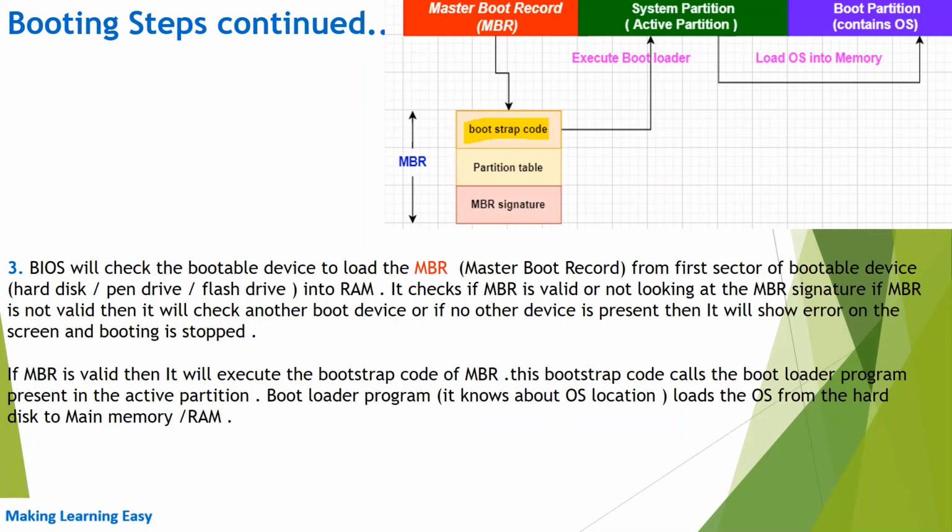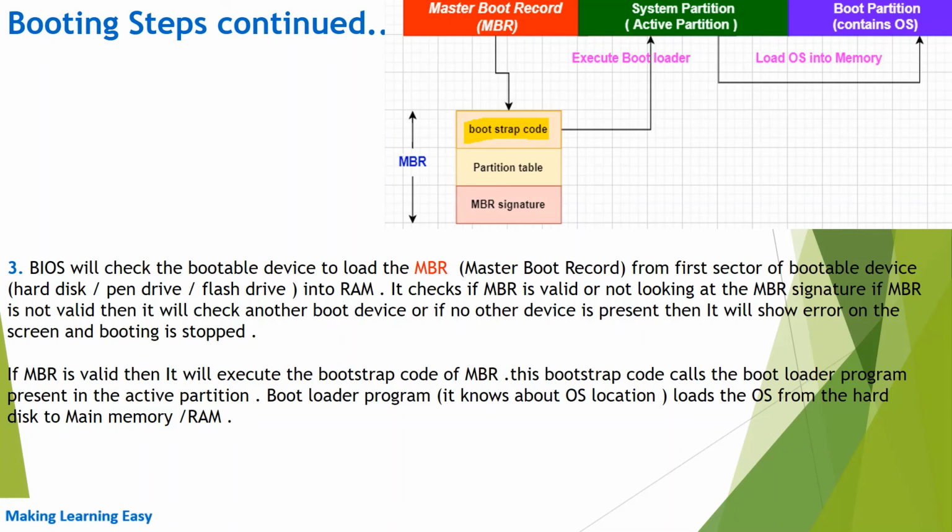Now, if the MBR signature is valid, then BIOS will execute bootstrap code. You can see in the yellow box. So this bootstrap code calls the bootloader present in the active partition. You can see in the green box. And the bootloader will load the operating system from the hard disk into the main memory. So this is the whole process of loading the operating system into main memory. Once the operating system is loaded into the main memory, the fourth step is executed.